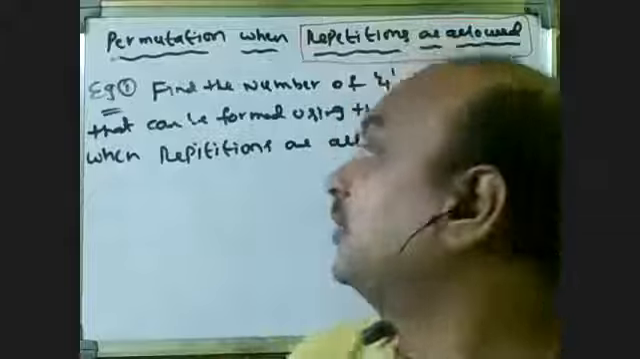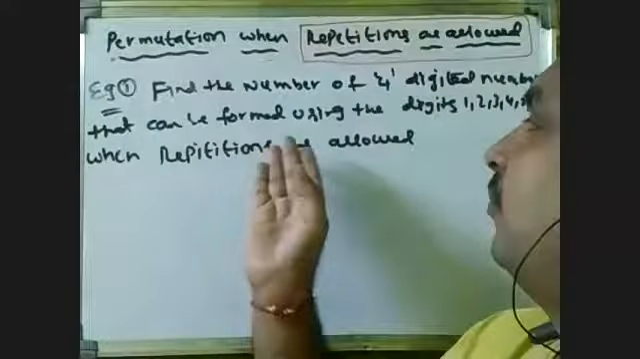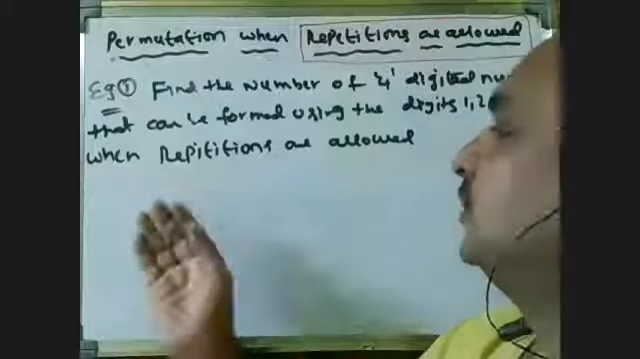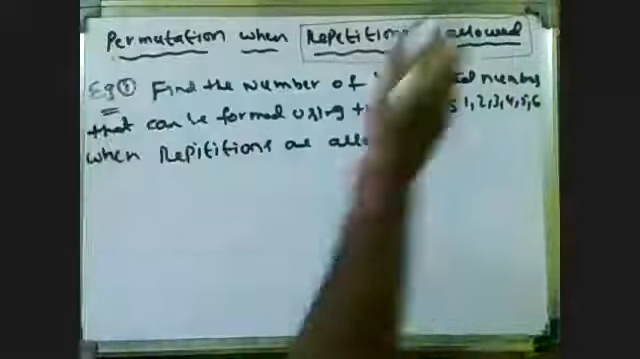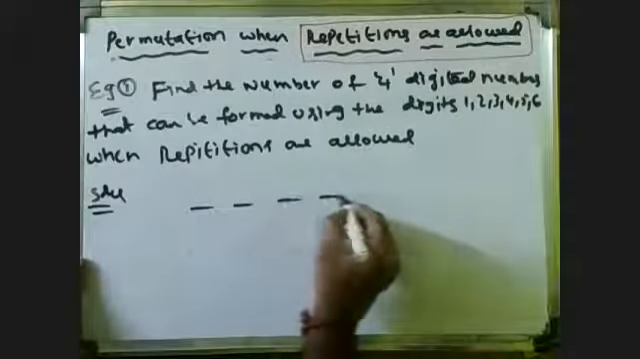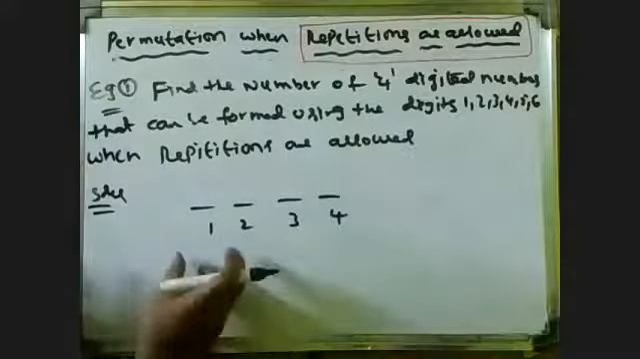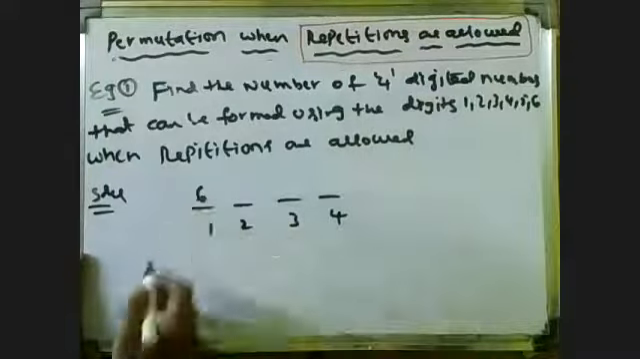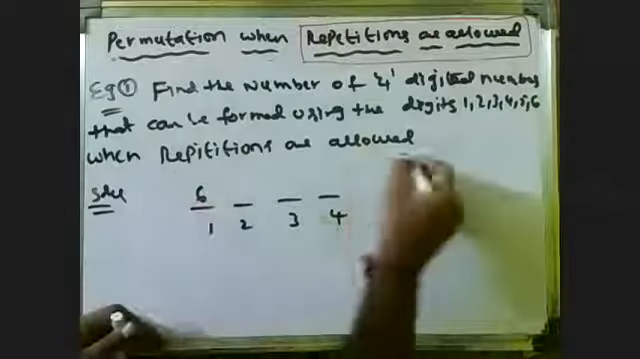But here, the repetitions are allowed. Find the number of four-digit numbers that can be formed using the digits 1, 2, 3, 4, 5, 6 when repetitions are allowed. Let me explain how many you have when repetitions are allowed. I want the four-digit number. This is the first place, second place, third place, and fourth place. First place has how many choices? 6 choices.